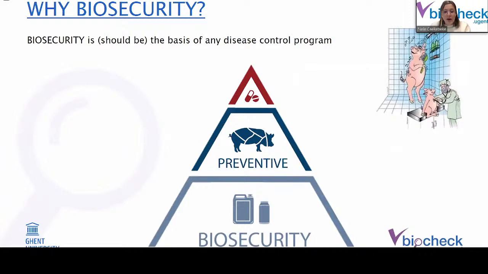So it is our opinion, or we're convinced, that biosecurity is or should be the basis of any disease control program, not only for African swine fever, but for infectious diseases in general. Because having a decent biosecurity plan or program will prevent your animals from getting sick, and thus it will result in healthier animals. And as I already mentioned in the introduction, a huge part of our work also concerns antimicrobial use and antimicrobial resistance. By having a decent biosecurity plan, a preventive plan, we can also limit the use of antimicrobials.